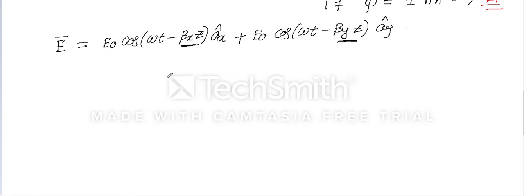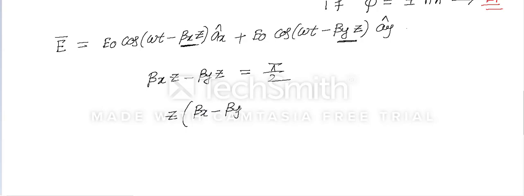So what must the phase difference be? Initially it is circular, and now we need linear. For that, the condition is that the phase difference, beta x z minus beta y z, must be equal to pi by 2 plus or minus pi by 2. So z into (beta x minus beta y) must be equal to pi by 2. And what is beta x?